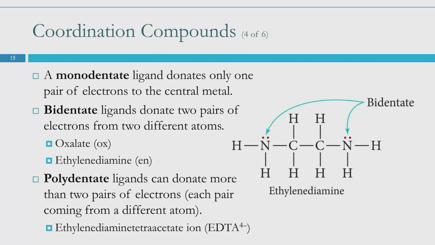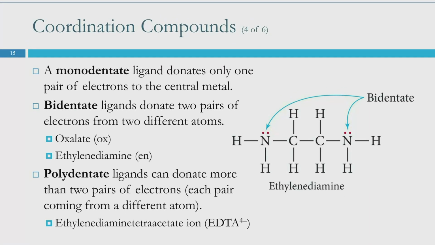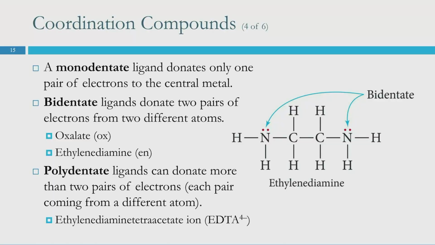So the reason that we looked at some of those red electron pairs is to talk about denticity. So within our ligands, we've got monodentate ligands. Monodentate ligands, the mono means that they donate one pair of electrons to the central atom or the central metal. We also have bidentate ligands that donate 2 pairs of electrons from different atoms. And our 2 bidentate ligands are oxalate and ethylene diamine.